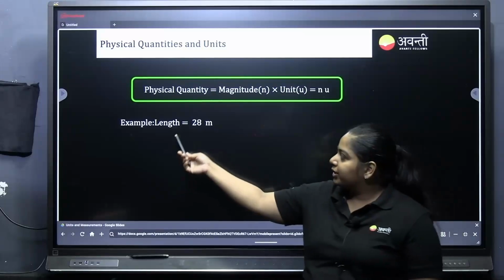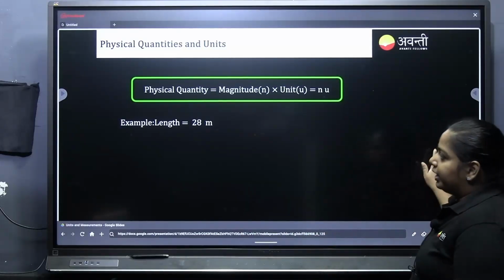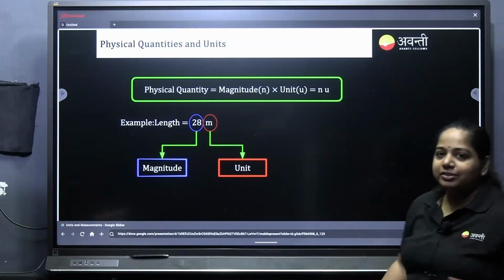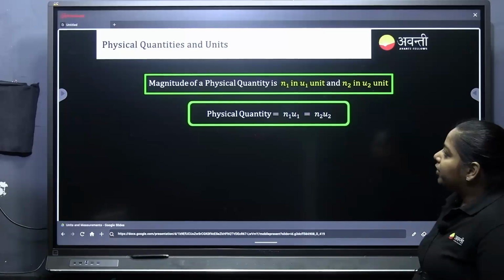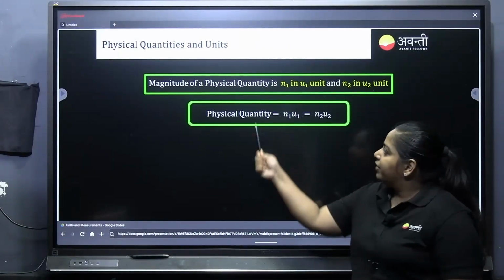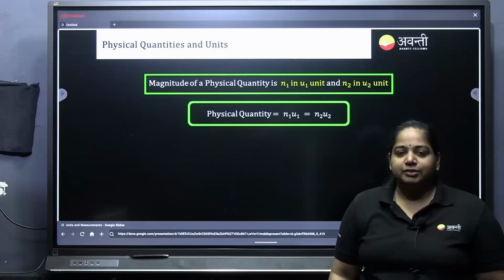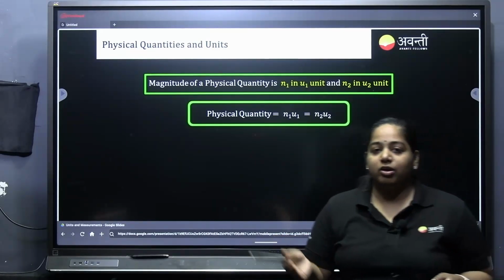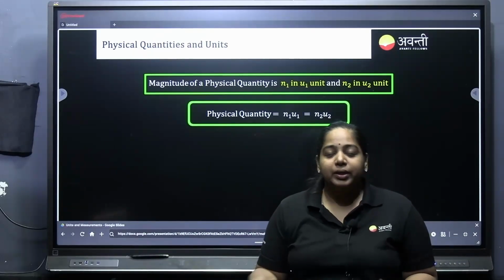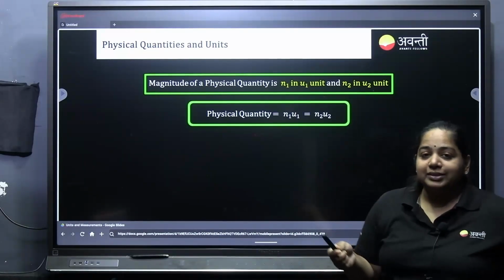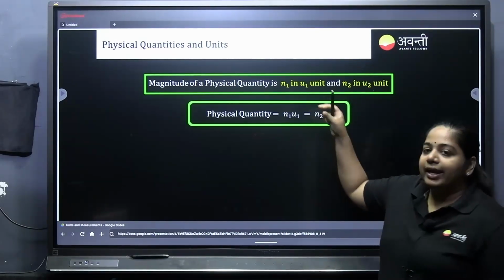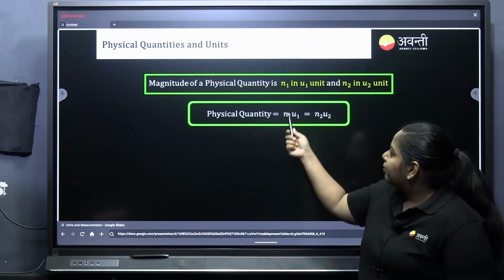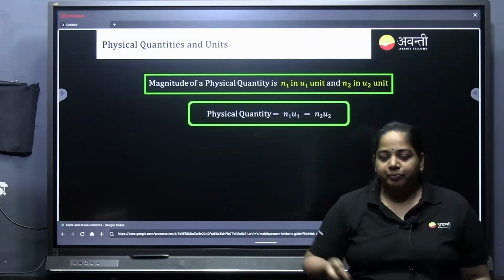For example, if we say 28 meter, in this 28 is the magnitude, meter is the unit. These things you already knew. But there are multiple units. For example, for saying length, we can use meter or centimeter or millimeter. There are so many quantities and so many units. So how to express the physical quantity in such units? What do you mean by N1 U1 equal to N2 U2?